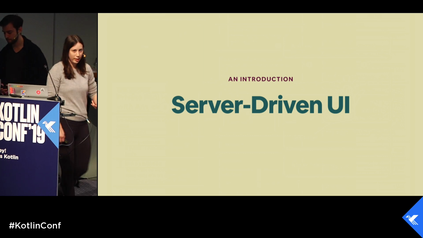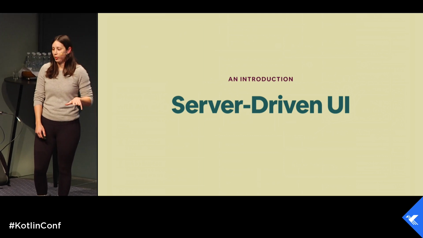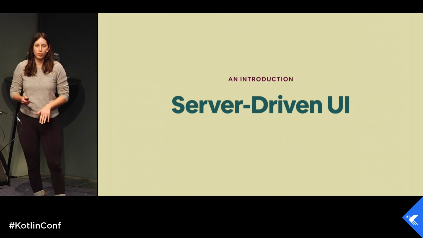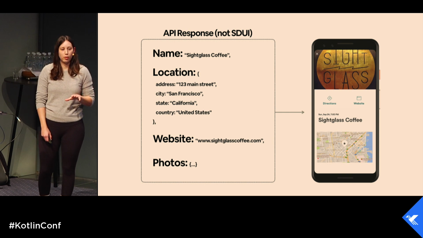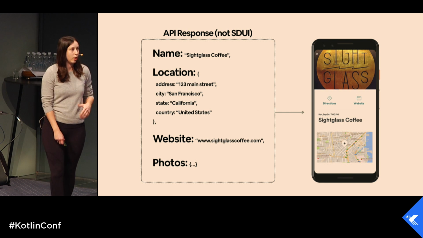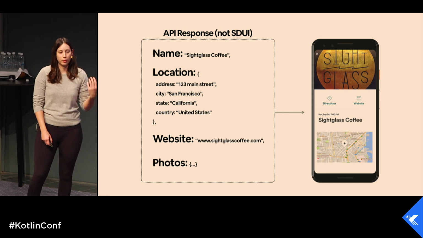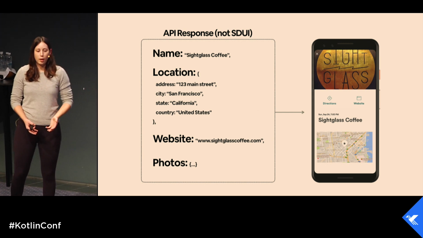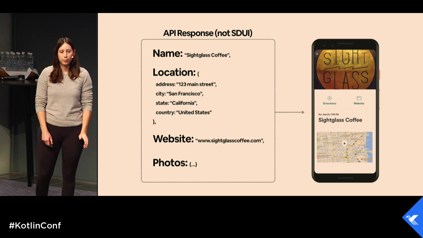Okay, so now I'll define what we mean by server-driven UI. But first, in order to define it, let's talk about what is not a server-driven system. So here, this is a typical REST API response. You've got an object with a name, you've got an object with a location, and that will have things like an address, country, and so forth. You've got a website object and some photos, which might contain some URLs or UUIDs.